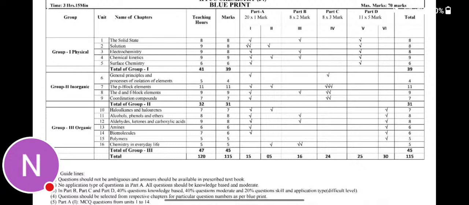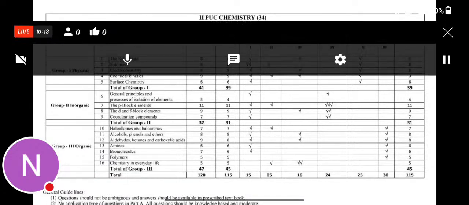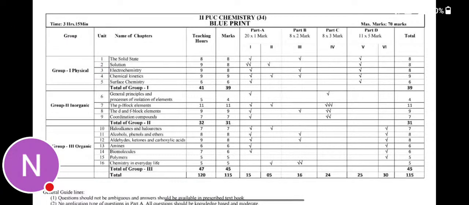So in this, if you see for inorganic chemistry, 47 is the teaching hours. Totally you have more chapters in organic chemistry. 45 marks is what you will get from this organic chemistry, group 3. And from group 1, physical chemistry, you will not get any questions for part D 6th main and part C 4th main. For 4th main and 6th main you will not get any questions from this group 1 physical chemistry.